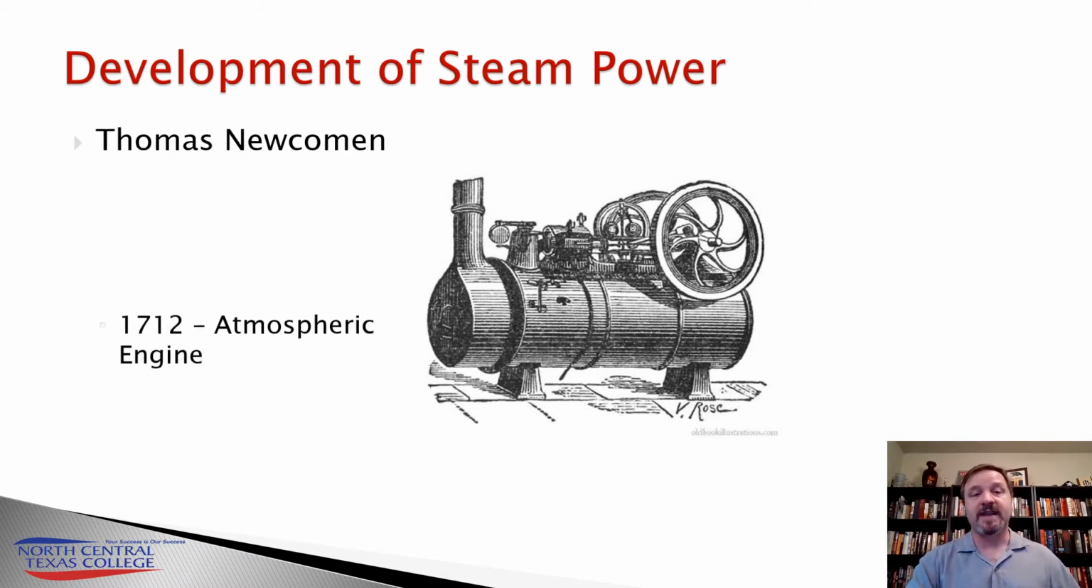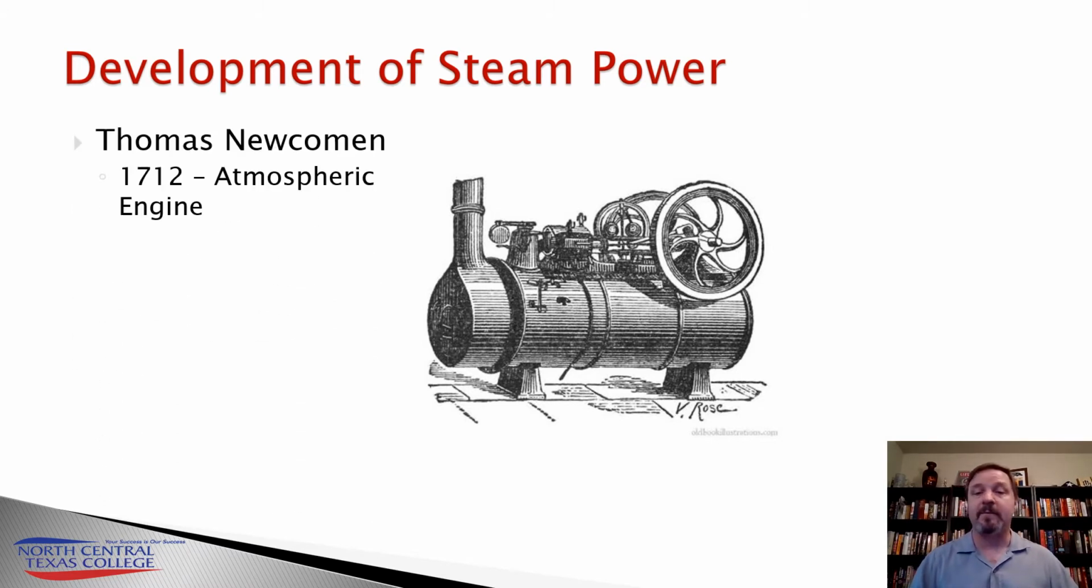Thomas Newcomen, for example, in 1712 is going to invent the atmospheric engine. The atmospheric engine is a pretty inefficient type of steam engine, right? As a matter of fact, so much so it was only really ever used to pump water out of coal mines, right? But it is the first step, right?